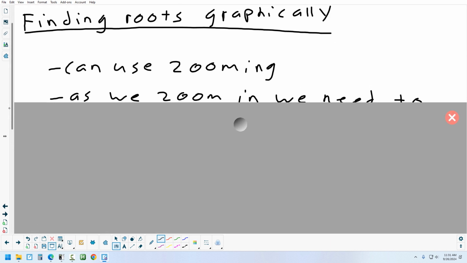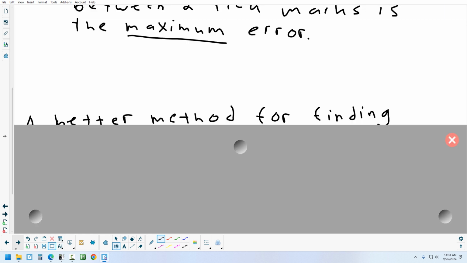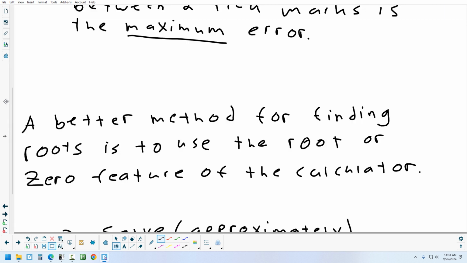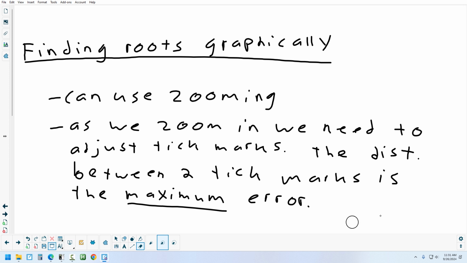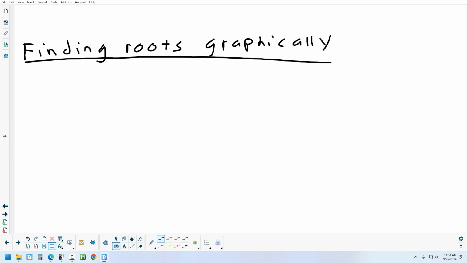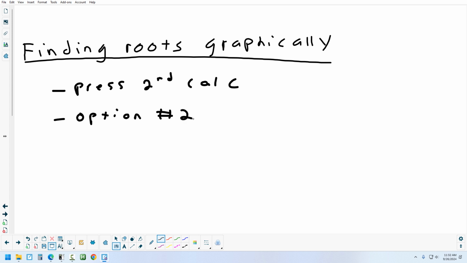So to find roots graphically, you press second, and then you press calc, and it's option 2 on my calculator. That's labeled 0. On older calculators, it might also be labeled root. But that's how you find root graphically. And then you got to do the left bound, the right bound, and the guess.